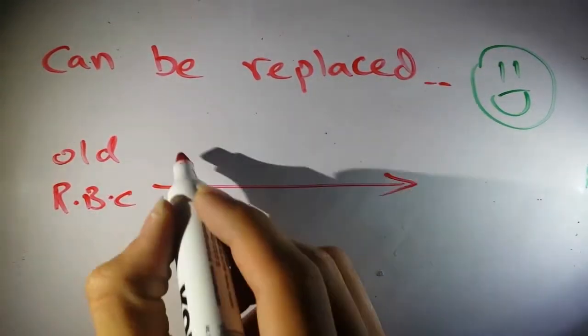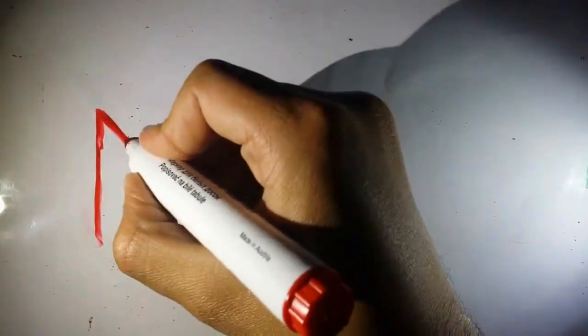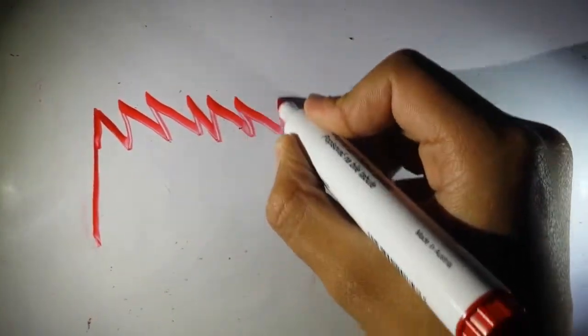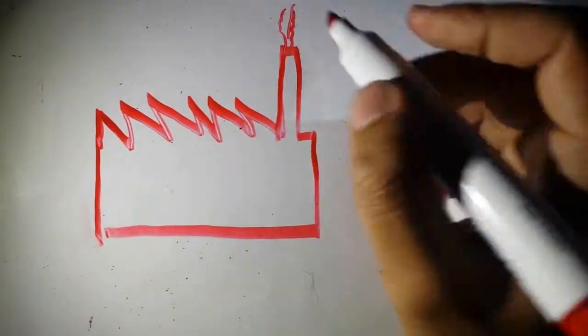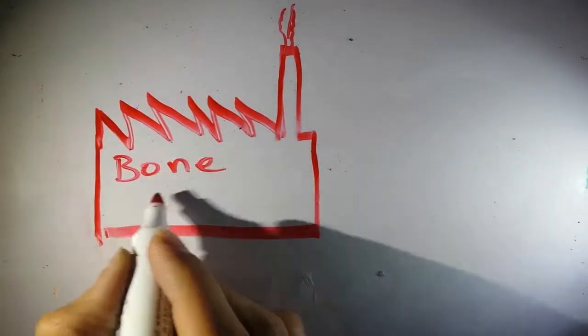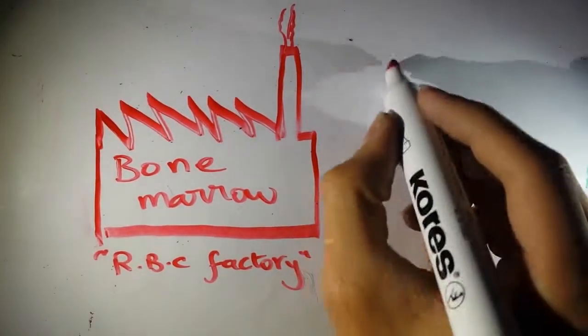Another important fact about the RBCs is that they can be replaced with new ones. And this all happens in the factory of the RBCs, which is the bone marrow, that produces about 2 to 3 million per second, which is a huge number.